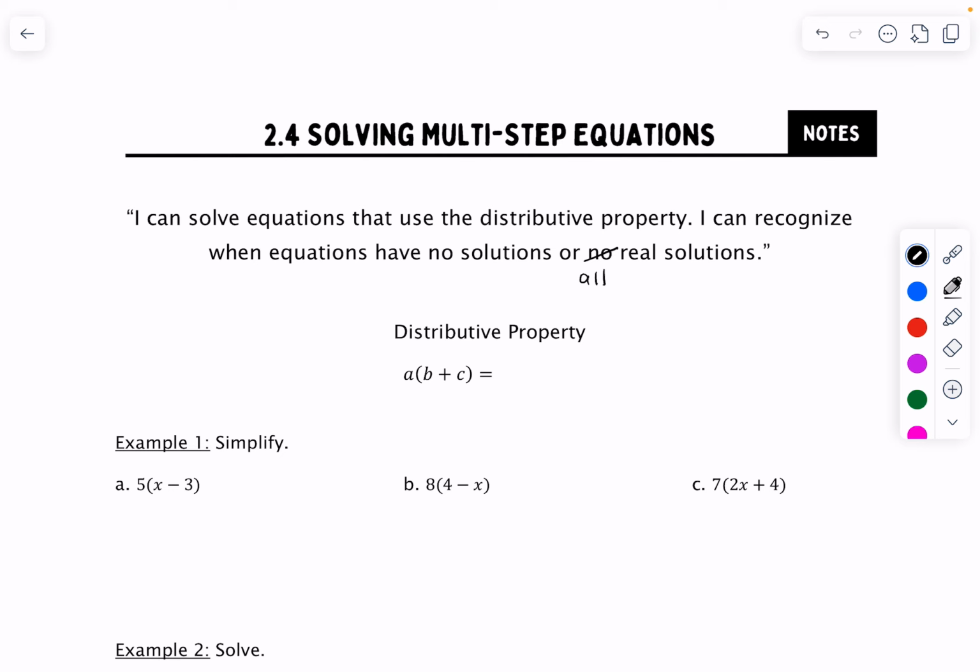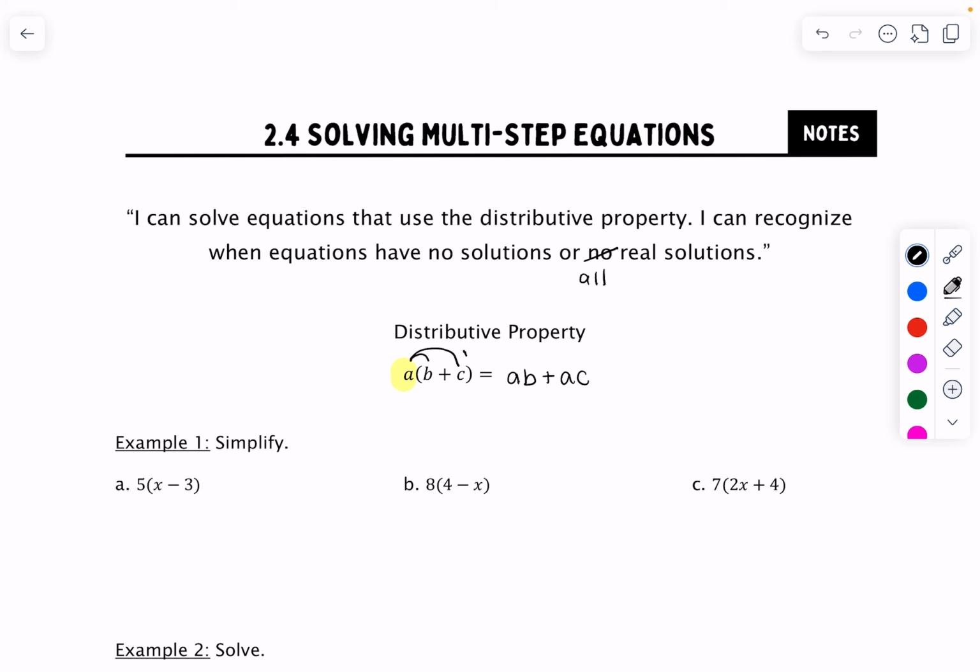So all real solutions. First, let's remind ourselves what the distributive property is. You learned this in middle school, but let's review. If I have a number in front of a set of parentheses, say A is a number in front of a parentheses of two things added or subtracted together, we multiply the A to the B, which gives us A times B, and we're also going to multiply that A times C. Keep the sign, and it becomes A times C. So that's the basic definition.